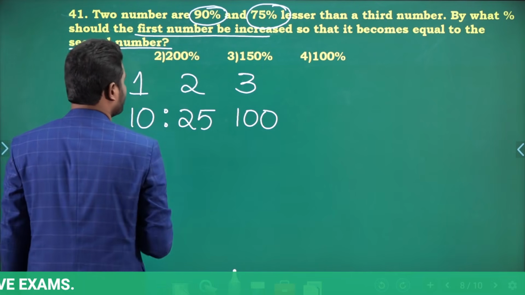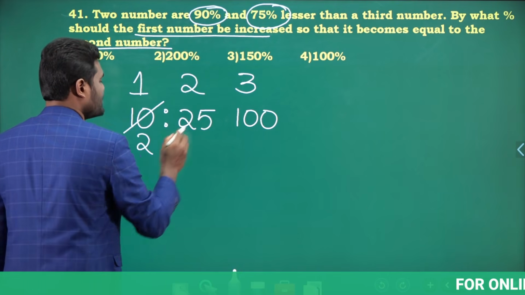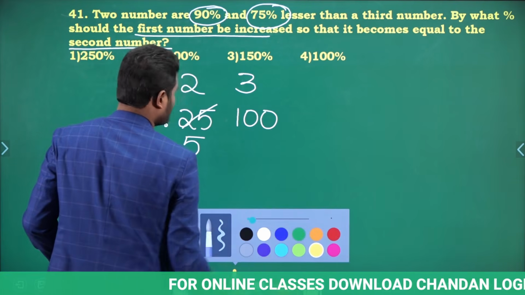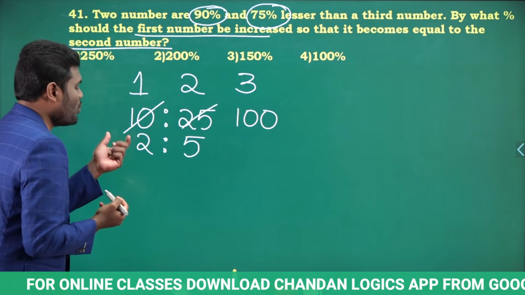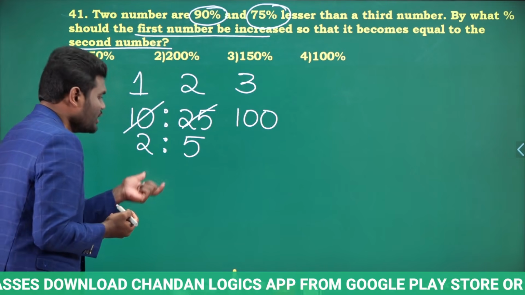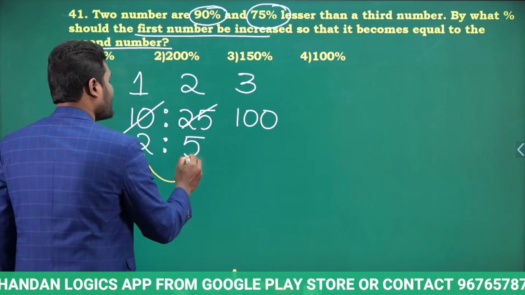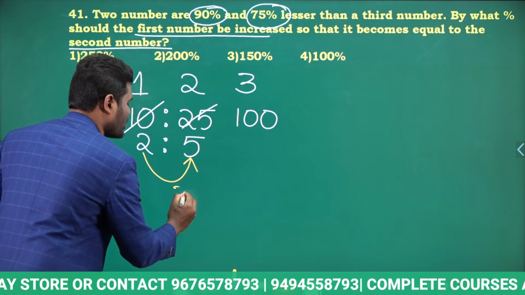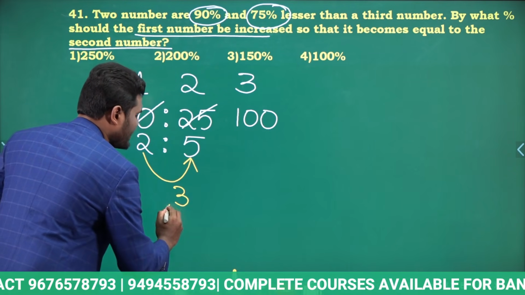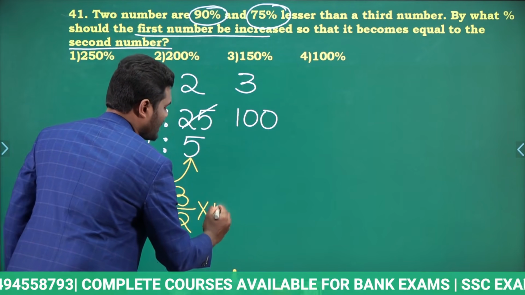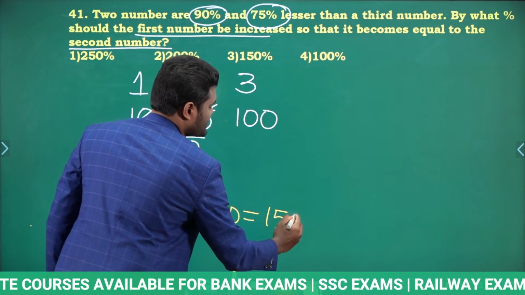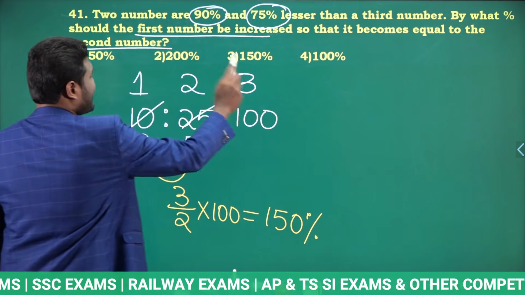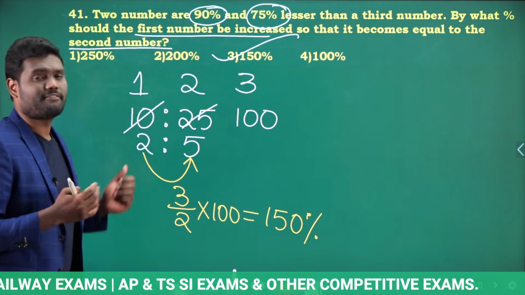Now calculate ratio for this. If I calculate ratio, 5 goes here 2 times and 5 goes here 5 times, which means first number to second number ratio is 2:5. Now what is your question? By what percent first number should be increased to equal to second number? So look here, now second number is 5 parts, first number is 2 parts, which means how many parts more? 3 parts more. So it should be increased by 3/2 into 100. So 3/2 into 100 is nothing but 150%, which means first number should be equal to second number means it should be increased by 150%.